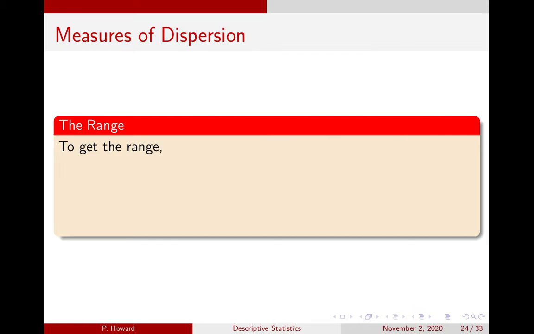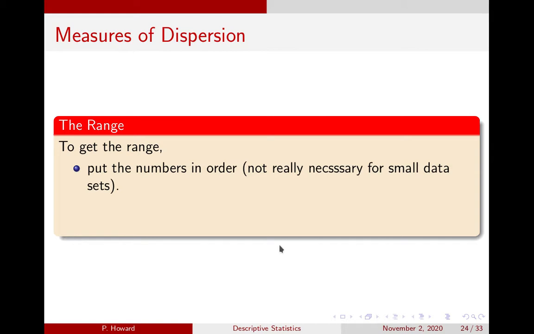The first of these is a fairly simple one. It's the range. It's simply the distance on a number line from the smallest data value to the largest data value. So you put the numbers in order, not really necessary for small data sets. And then the range is the largest number minus the smallest number. This is how you get the distance on a number line from smallest to largest. Not much to this kind of calculation, really.